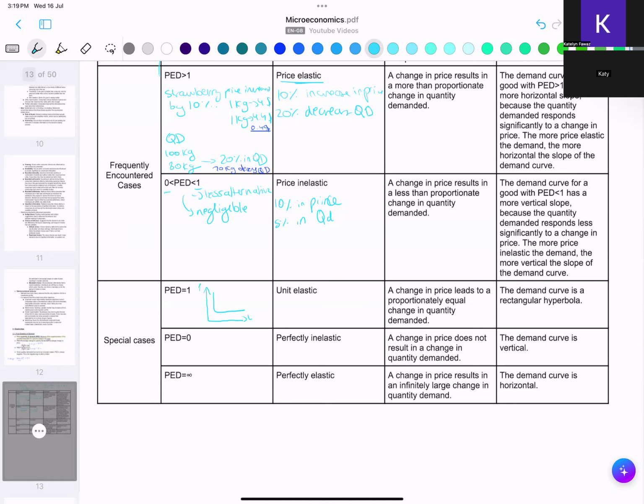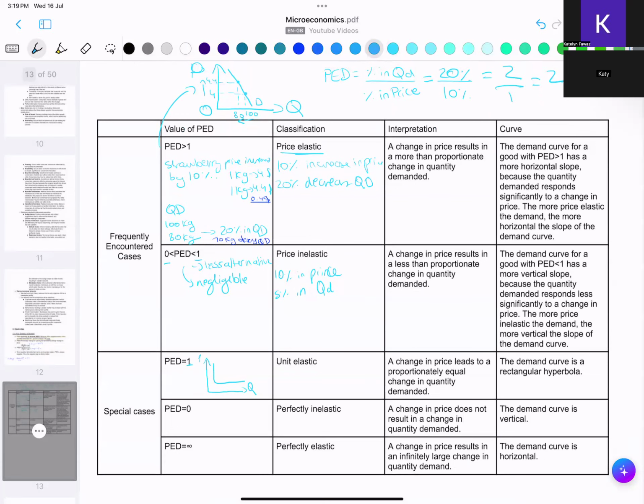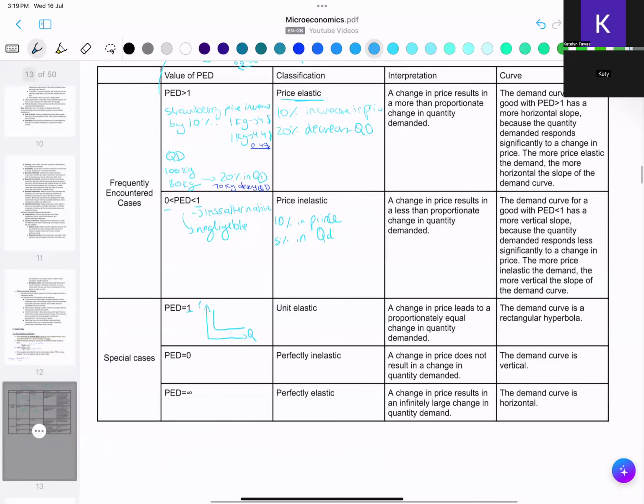This is a really, really rare case. I don't really have an example in mind. I don't think it's ever happened. Maybe it's happened, so you need to check an exact product because it's really specific. And the PED in this case is 1. Why? Because the percent change in quantity demanded and price is basically the exact same. It's going to be like, let's say 5 over 5 or 10 over 10, whatever, it's always going to be equal to 1.